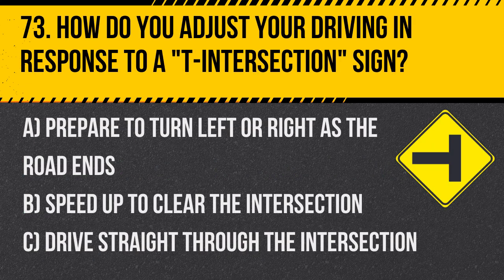Question 73. How do you adjust your driving in response to a T intersection sign? A. Prepare to turn left or right as the road ends. B. Speed up to clear the intersection. C. Drive straight through the intersection. Answer: A. Prepare to turn left or right as the road ends. The sign indicates the end of the road.